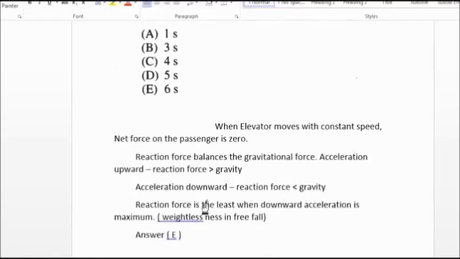See, for the acceleration to be upward, the reaction force must be greater than gravity, and for the acceleration to be downward, the reaction force must be less than gravity. So reaction force is the least when downward acceleration is maximum. And we know that weightlessness results in case of free fall. So the answer is E.